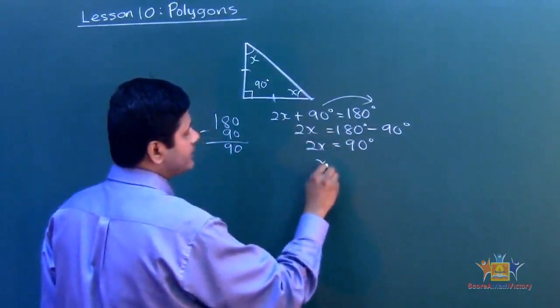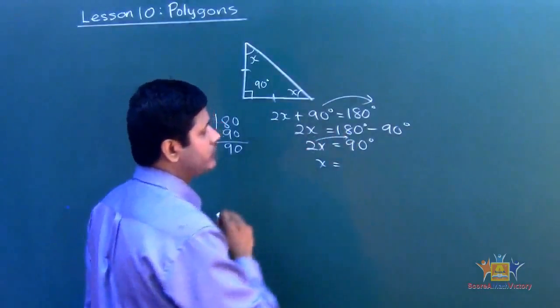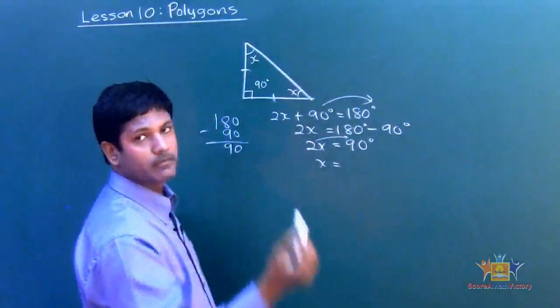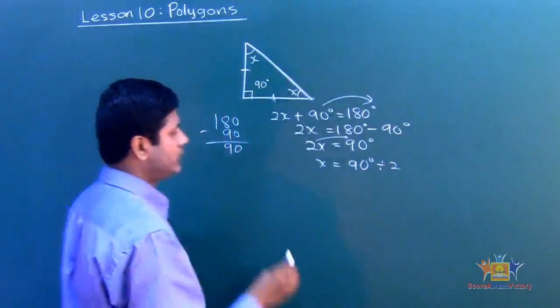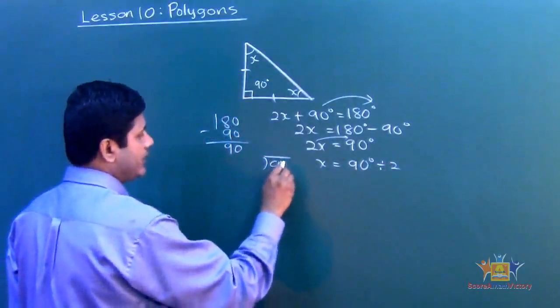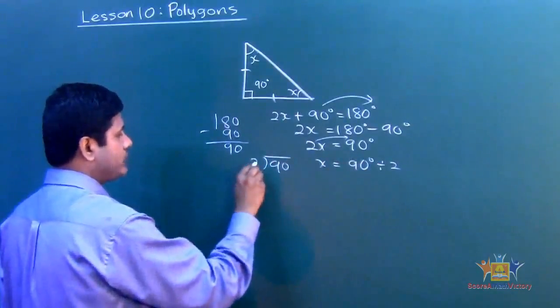So x equals 2, because what's 2 doing to x? Multiplying. I'm going to take that across the bridge. Multiplication across the bridge, division. So 90 degrees divided by 2. I'm going to use the long division method, the cage approach. 90 goes inside the cage and 2 goes outside the cage.